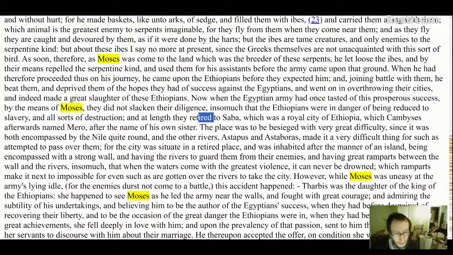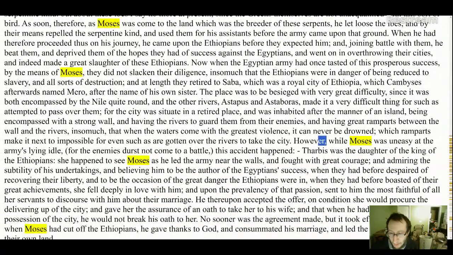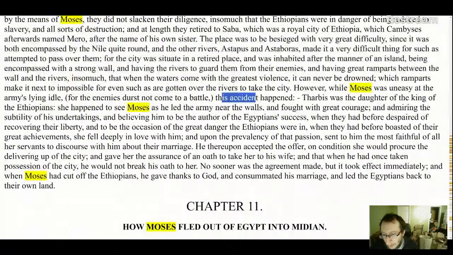Then it says, however, while Moses was uneasy at the armies lying idle, this accident happened. Tharbus was the daughter of the king of the Ethiopians. She happened to see Moses as he led the army near the walls and fought with great courage, and admiring the subtlety of his undertakings and believing him to be the author of the Egyptian success, when they had before despaired of recovering their liberty, and to be the occasion of the great danger the Ethiopians were in, when they had before boasted of their great achievements, she fell deeply in love with him, and upon the prevalency of that passion, sent to him the most faithful of all her servants to discourse with him about their marriage.